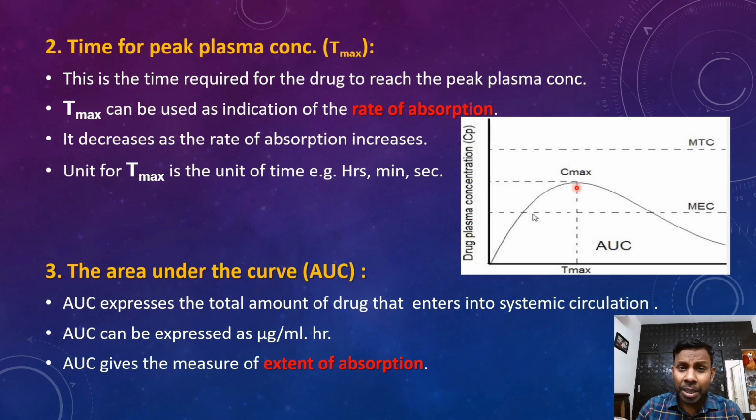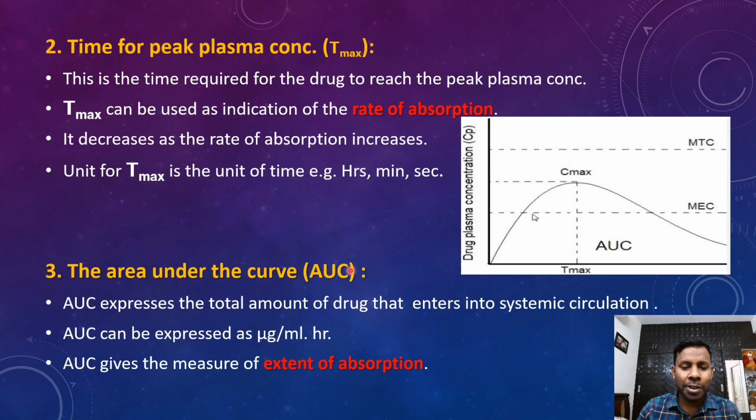So this Tmax will indicate the rate of drug absorption. The smaller the value of Tmax, the faster the drug absorption. So as we know, bioavailability is the rate and extent of drug absorption, and in that, Tmax will indicate the rate of drug absorption.